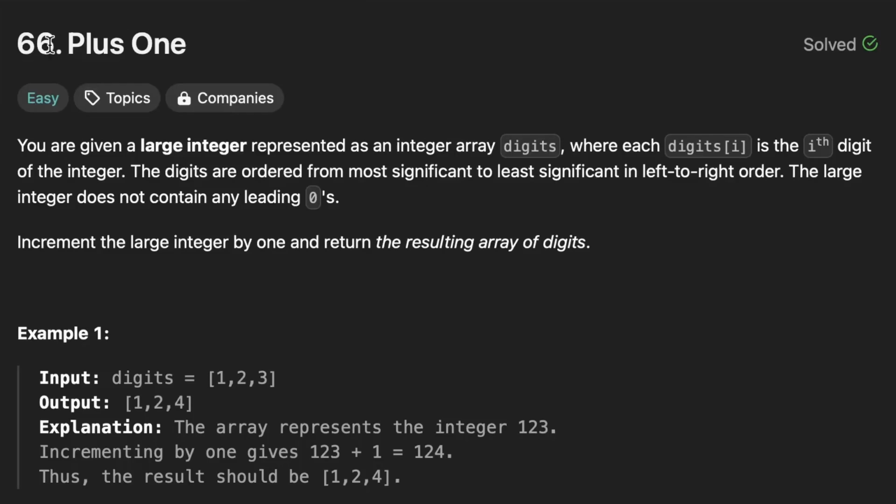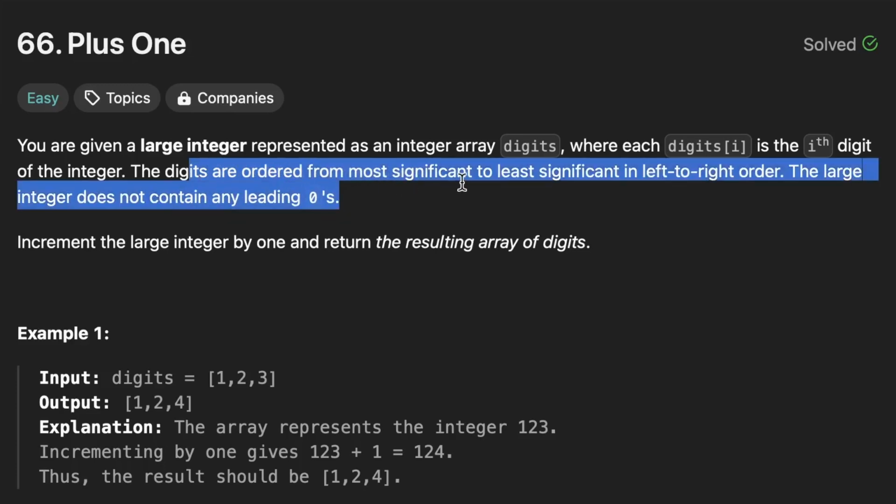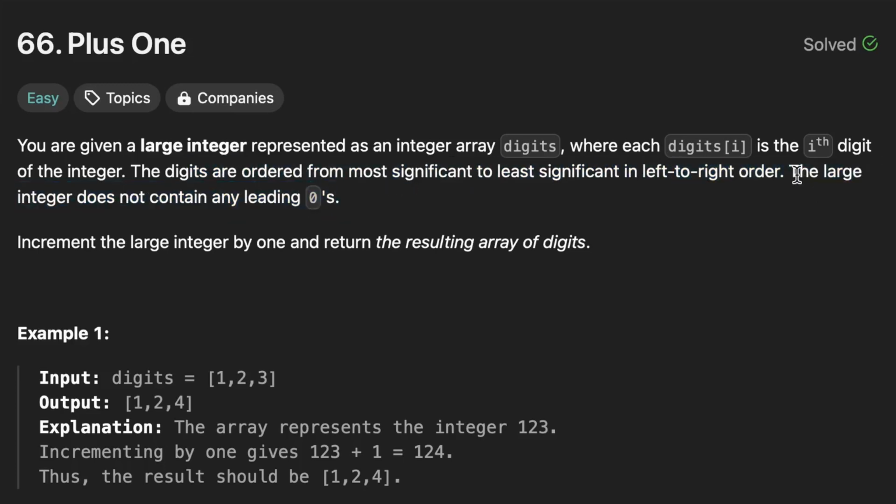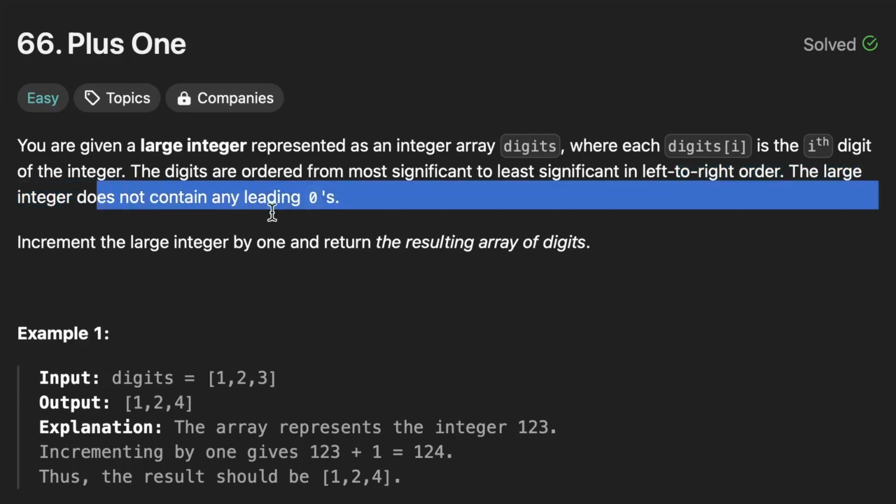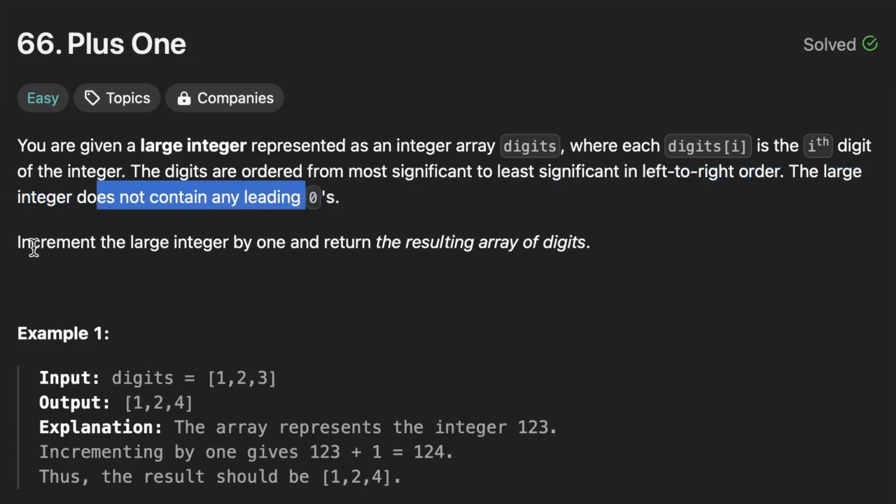Hi guys, so today we are going to be solving Leetcode 66, Plus One. The question says that you are given a large integer represented as an integer array, digits, where each digit at a particular index i is the ith digit of that integer. The digits are ordered from the most significant to the least significant in a left to right order. The large integer does not contain any leading zeros, and we are supposed to increment the large integer by 1 and return the resulting array of digits.